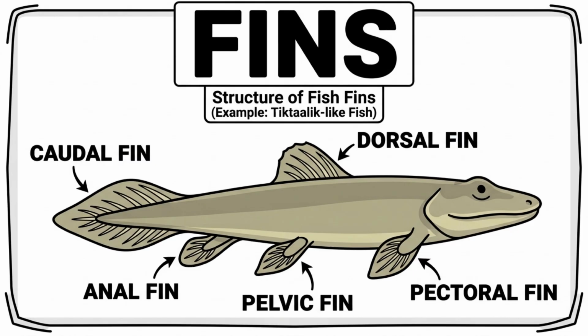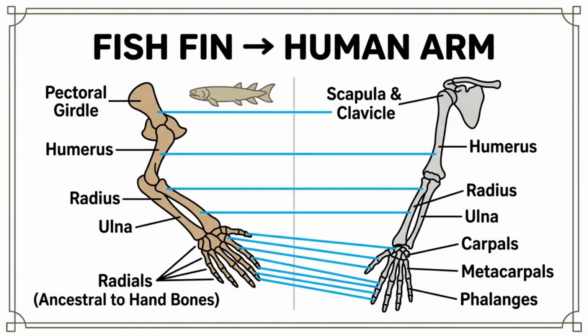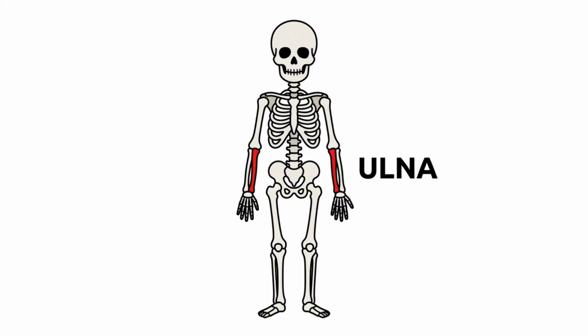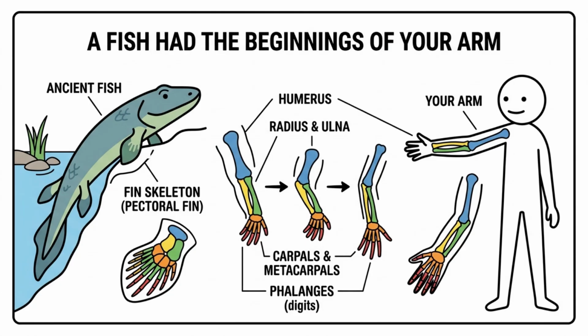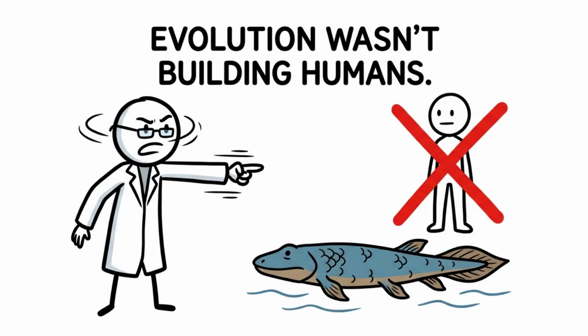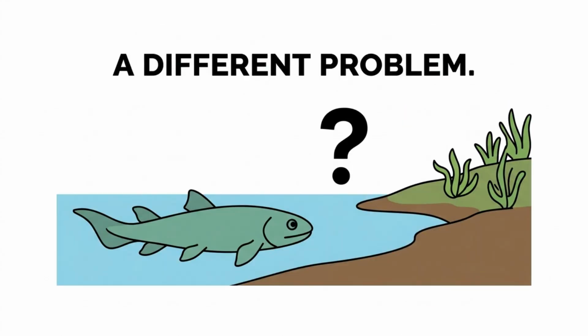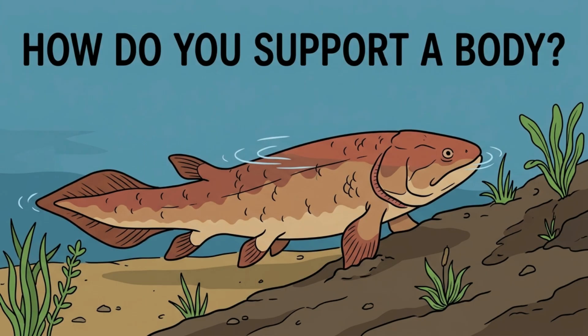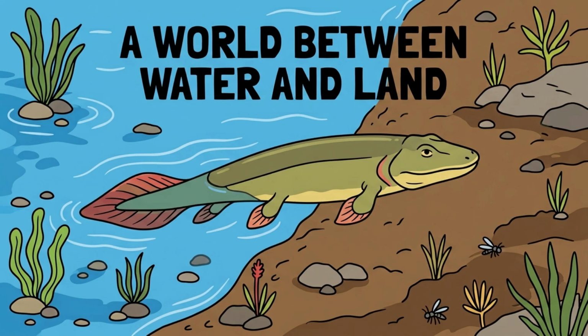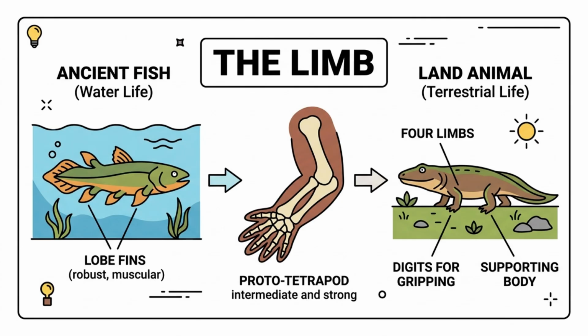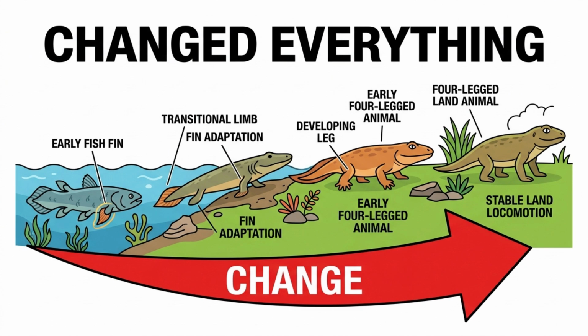It had fins. But those fins contained bones that resemble parts of our own arms, the humerus, the radius, the ulna. That sounds impossible. A fish had the beginnings of your arm, but evolution was not trying to build a human. It was solving a completely different problem. How do you support a body in shallow water? How do you push against mud? How do you move through a world that is no longer entirely aquatic? The answer was the limb. And the limb changed everything.